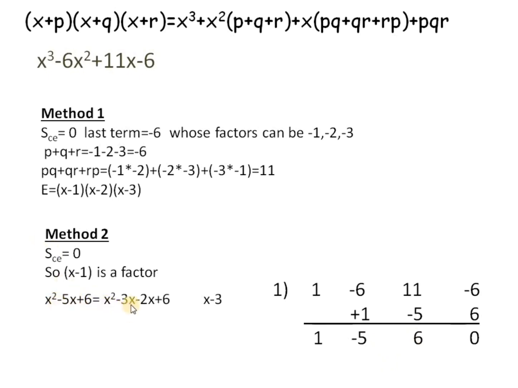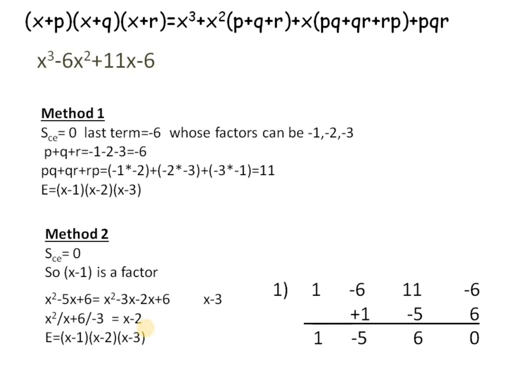We are splitting the middle term as minus 3x and minus 2x. 1 is to minus 3 is equal to minus 2 is to 6. So x minus 3 is one factor. We are dividing the first term and last term by x and minus 3, and we are getting the other factor as well. So here, in the second method also, we got all three factors.